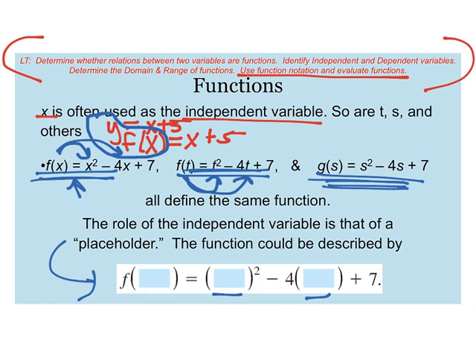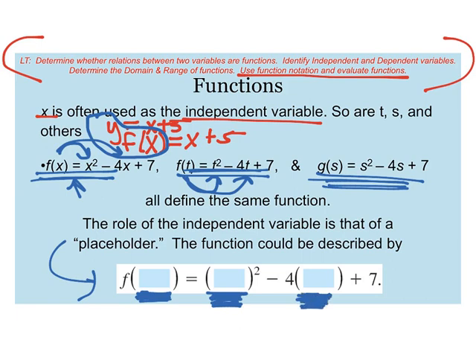And the reason why I've got it written out with this blank looking system is that when we evaluate functions, we're going to be putting a value in for that independent variable. And so everywhere that that independent variable is located, we would replace it with whatever number or whatever value is given.